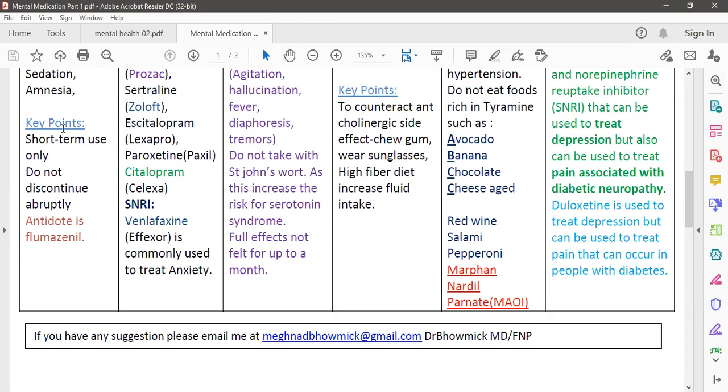If any patient has an overdose of benzodiazepines, what is the antidote we use? The antidote is called flumazenil. So flumazenil is the antidote we use for the patient if any overdose occurs.